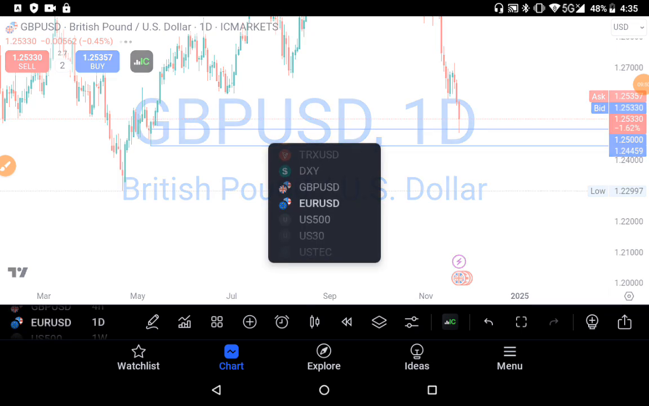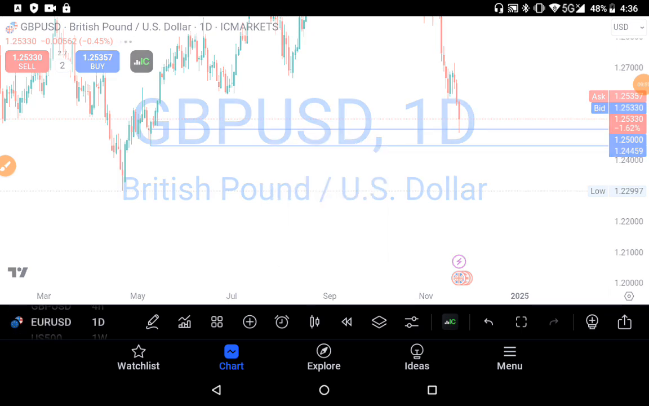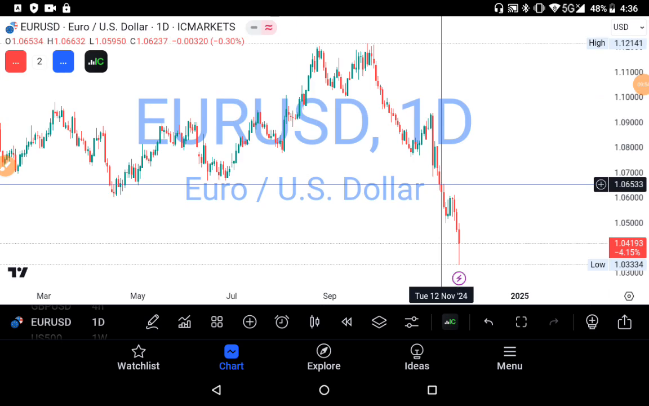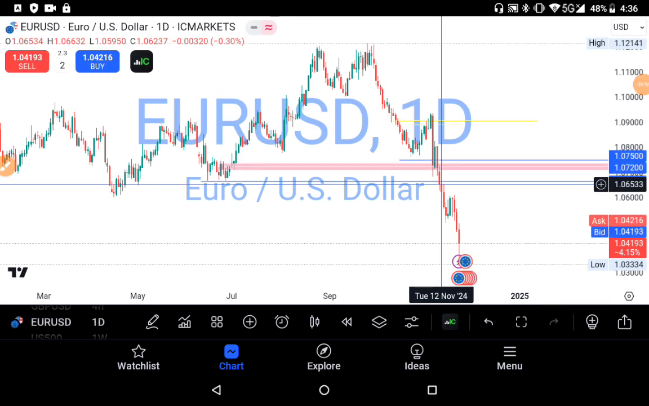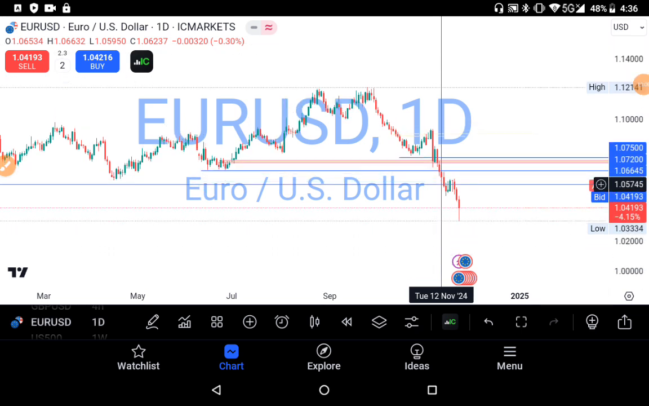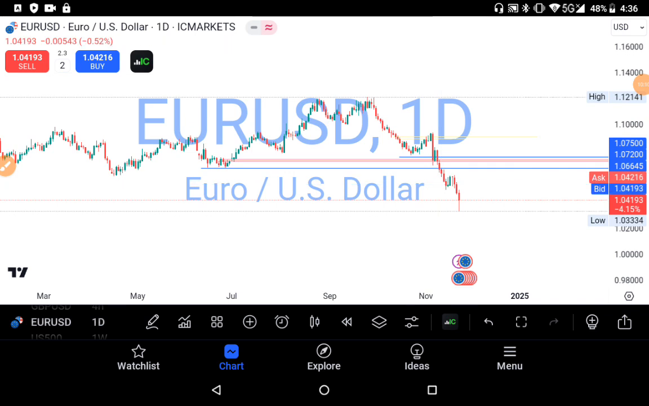Then I'll be going into my Euro USD, which is the fiber. And the fiber, I was interested in 1.04500 and 1.0400, I think so.